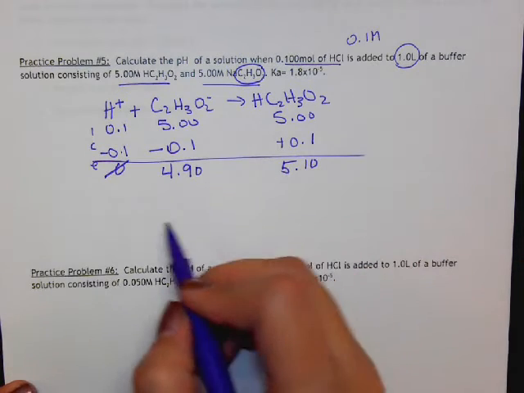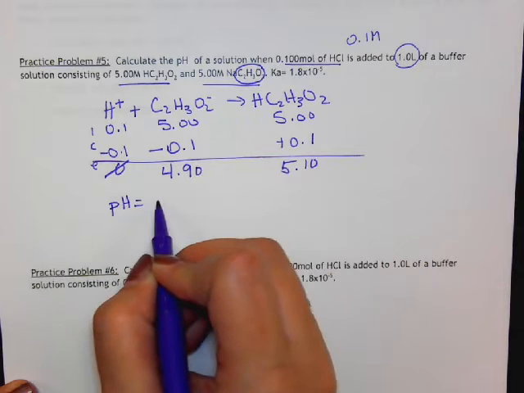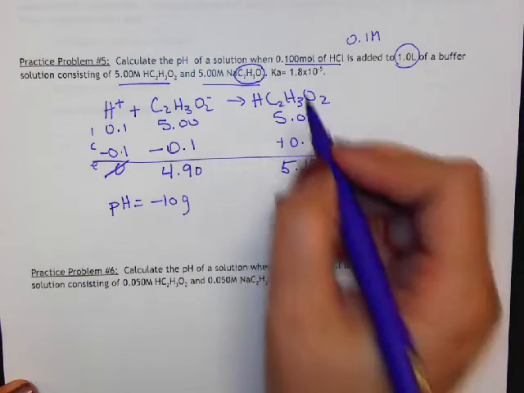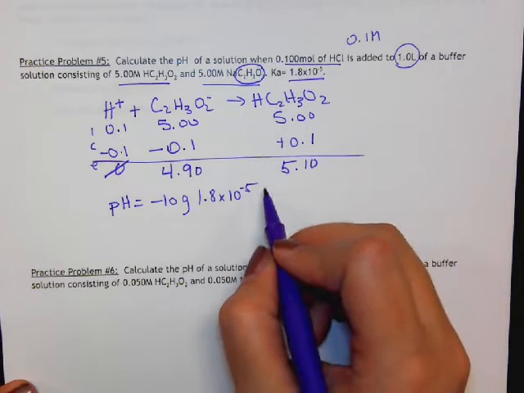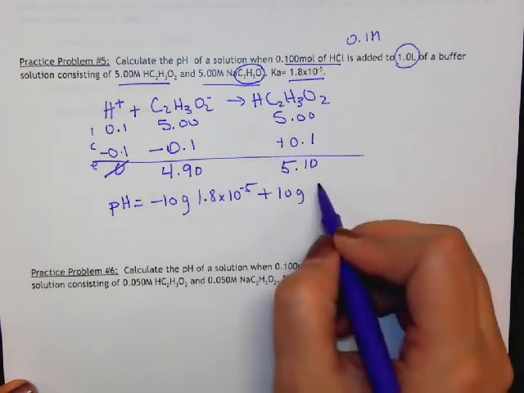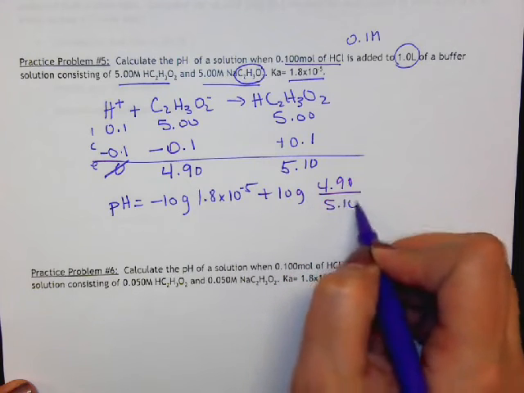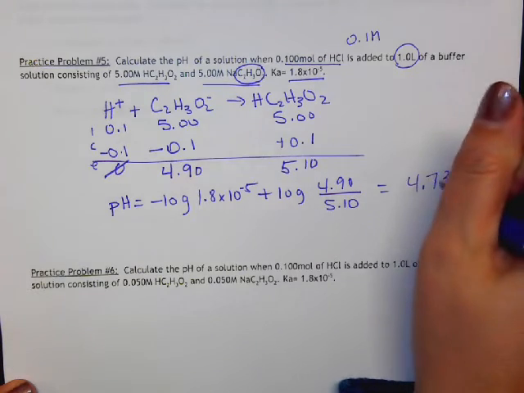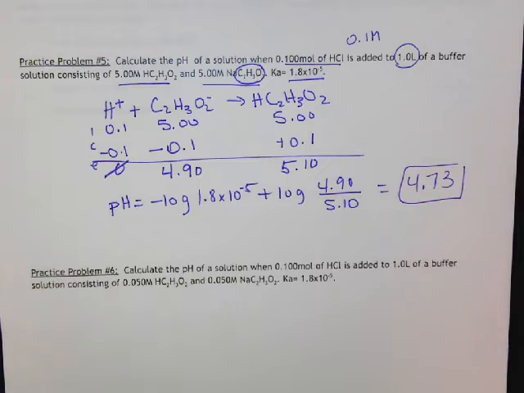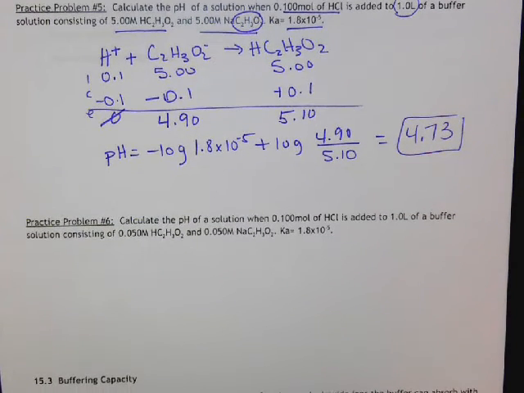Then we plug in our Henderson-Hasselbalch. pH equals the negative log of our Ka, which is 1.8 times 10 to the minus 5, plus the log, again, base over acid, 4.9 over 5.1. And then we plug that in, and we get 4.73 for our pH. Alright, so you pause and try the next one on your own, see what you get.